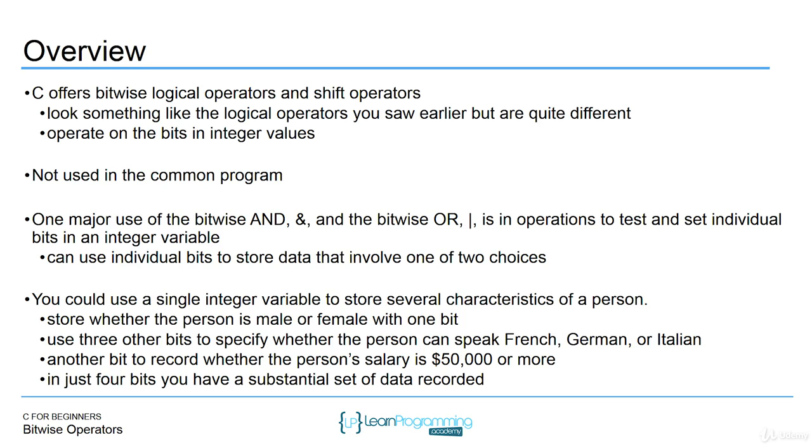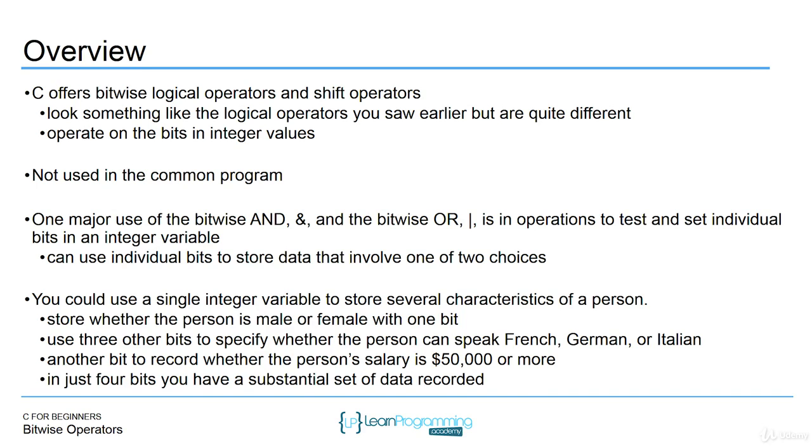So basically, we just specified here, it actually says 4, but we actually specified 5 bits of data. Only 5 out of whether we have 32 or 64 bits, but we only used 5, and we were able to represent whether a person is female or male, whether they speak French, German, or Italian, or all 3, or one or the other, and whether they're making more than $50,000. We can represent all that data in our bits.